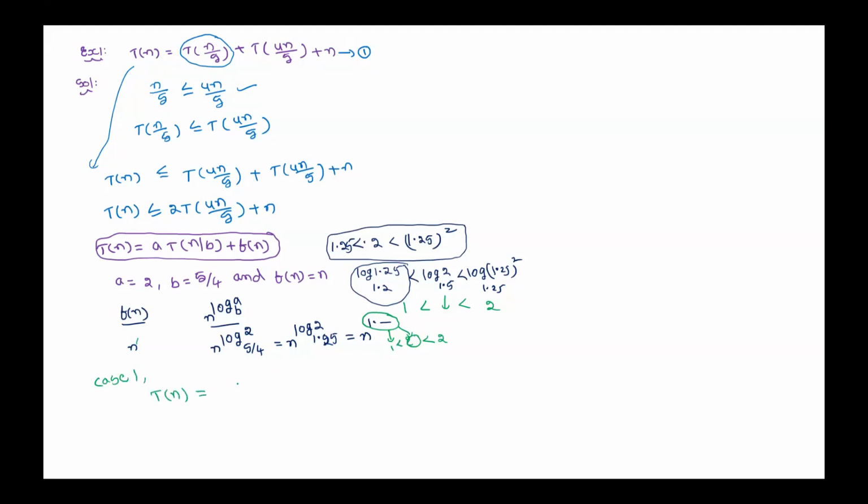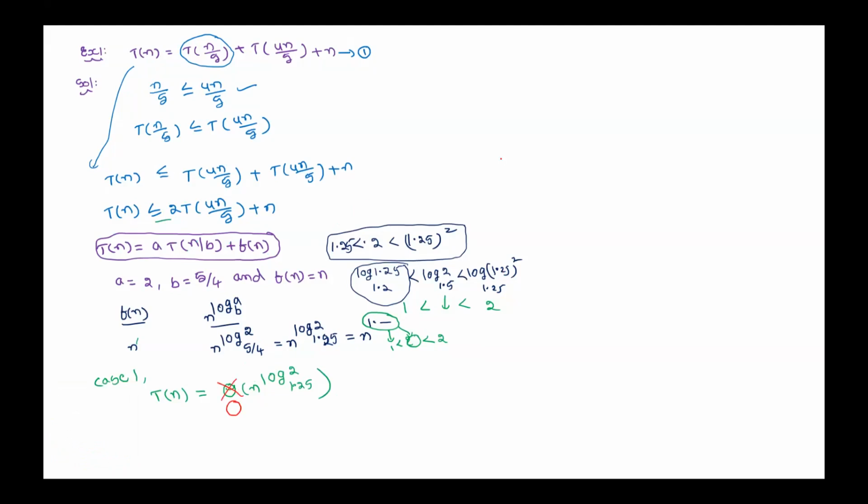What is t of n? T of n is theta of n power log a base b. That means log 2 base 1.25. Is this correct? But what is that we have here? Less than or equal to. So that means what is that we need to write here? Instead of theta, what is that we need to write here? Big O. Is it clear? Yes, sir.